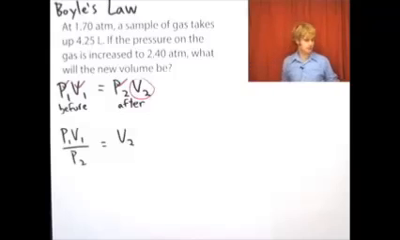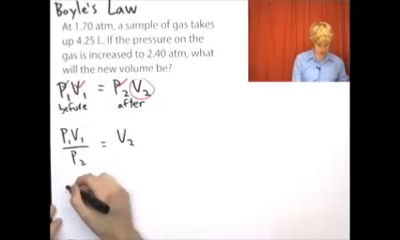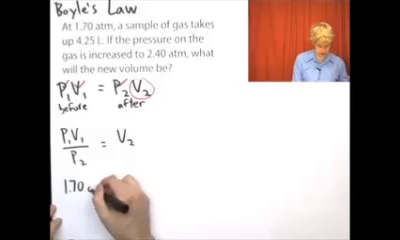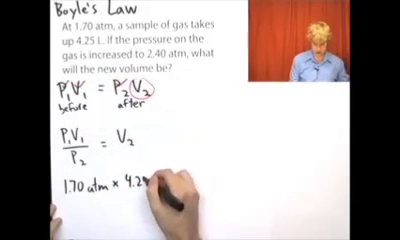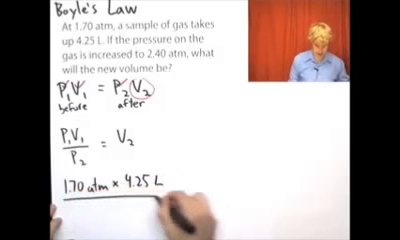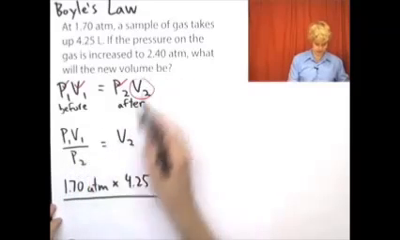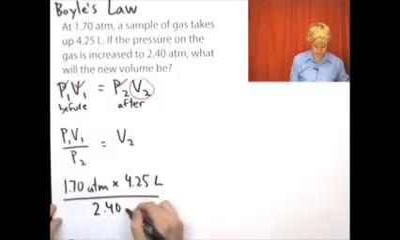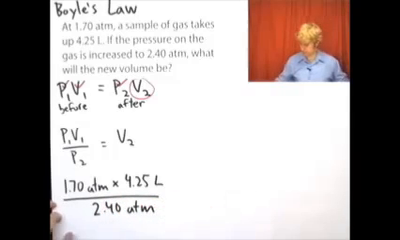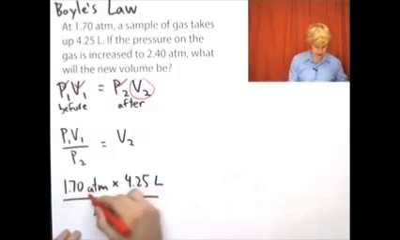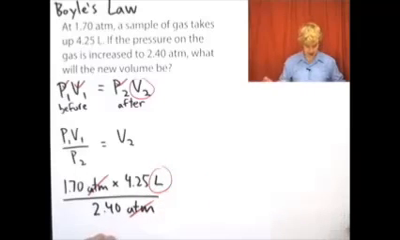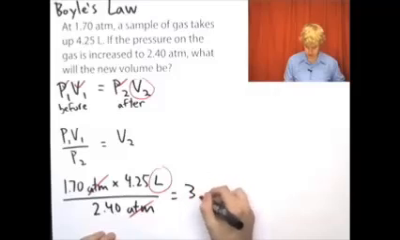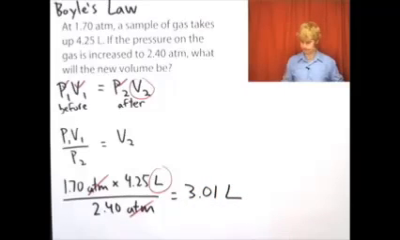And now let's go ahead and plug in our numbers. Initial pressure is 1.70 atm times initial volume, which is 4.25 liters, divided by the second pressure, which is 2.40 atm. Now let's take a look at how we set this up. ATM's up here, ATM's down here, which means that the atmospheres are going to cancel out. We're left with liters, and our final answer is going to be 3.01 liters.